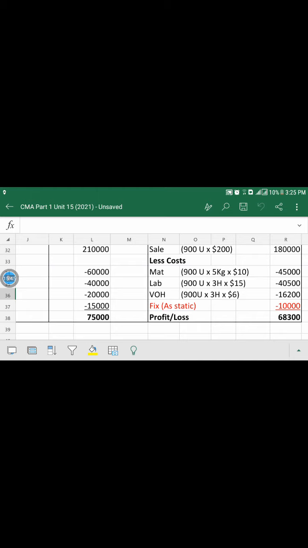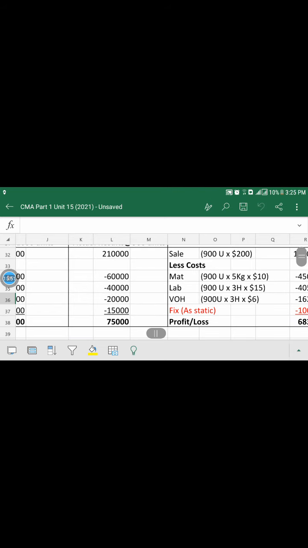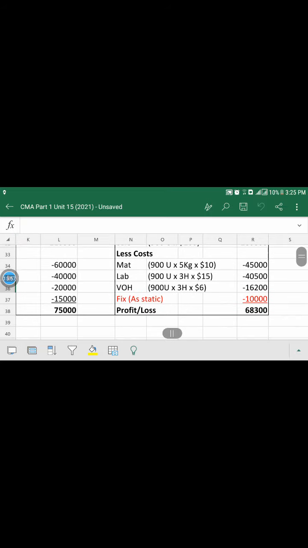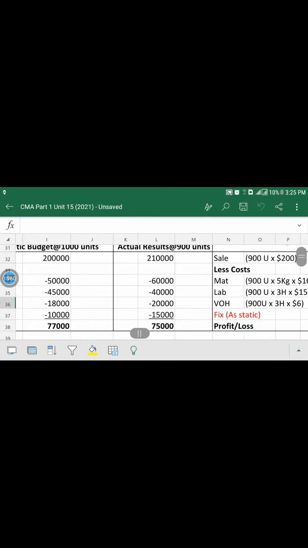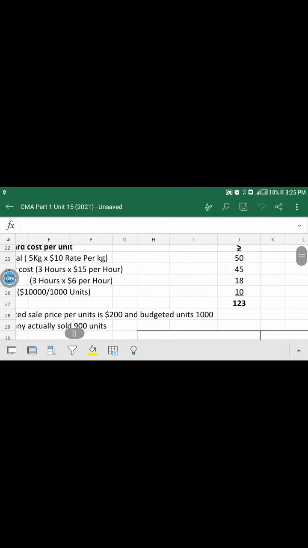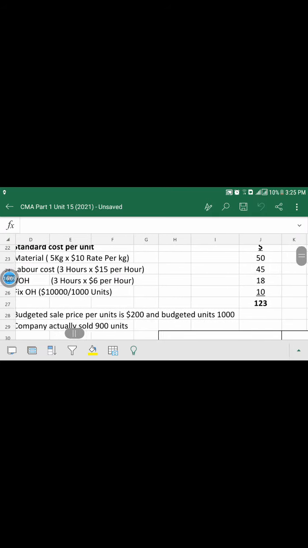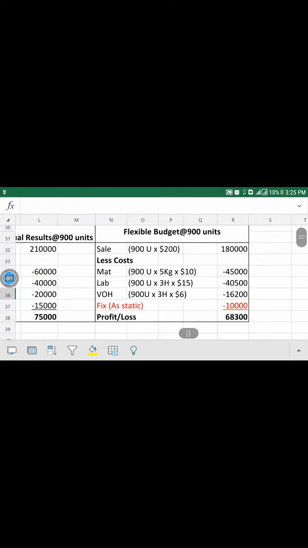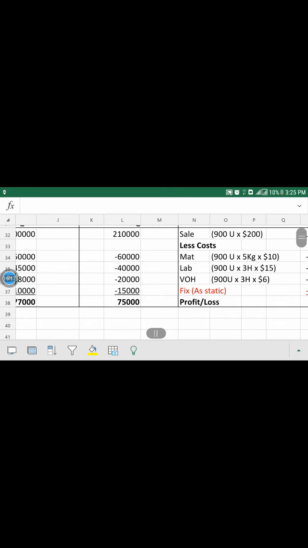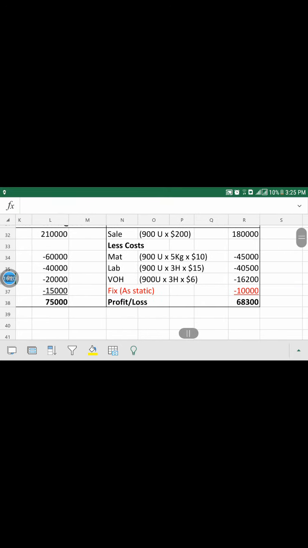The next step is the static variance. How do you understand the static variance? How can it be calculated? Static variance means the difference between the static budget and the actual result. Here you can see this is the static budget and this is the actual result. So the comparison between the budgeted static budget and the actual result is called the static variance.